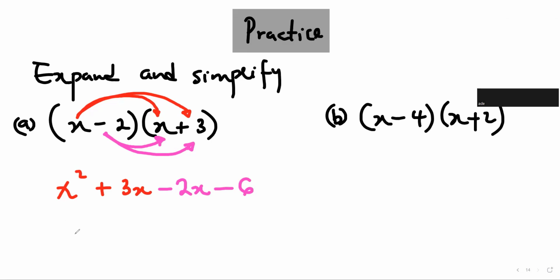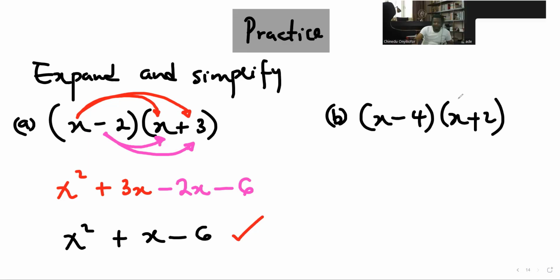And now we can simplify this. x squared stays the same down here. And then we have here 3x. It's a positive 3x. Take away 2x. That's going to be 1x. And then we have minus 6 left. Now, is this where you got your final answer? Yeah. Okay. And then we take our last question for the day.